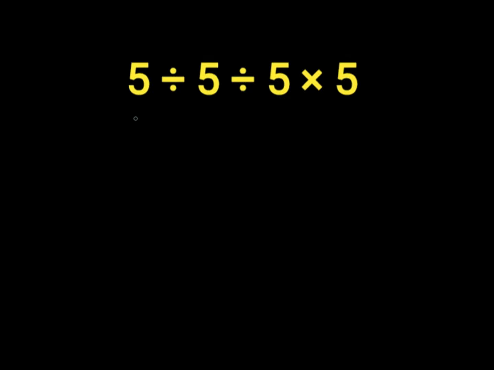5 divided by 5 will give us 1. Then we have 1 divided by 5 times 5. 1 divided by 5 can be written as 1 over 5. Then we multiply by 5. 5 into here 1, 5 into here 1. We are left with 1. 1 is the right answer to this expression.